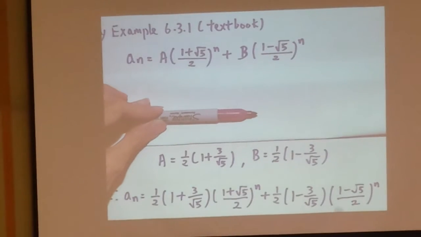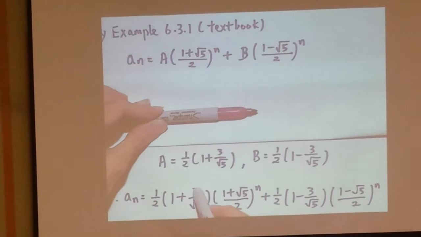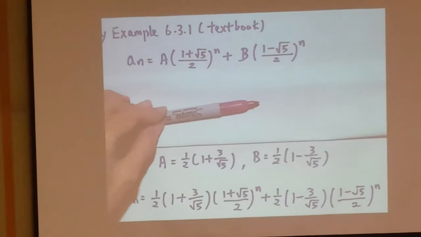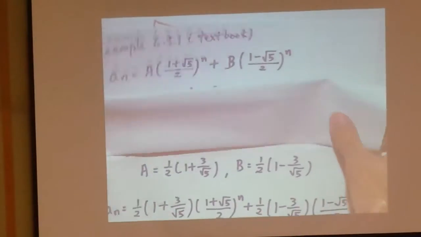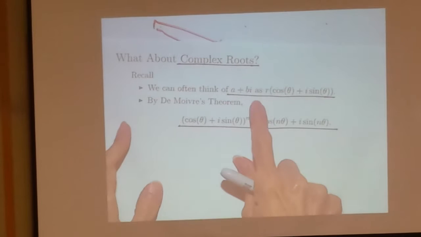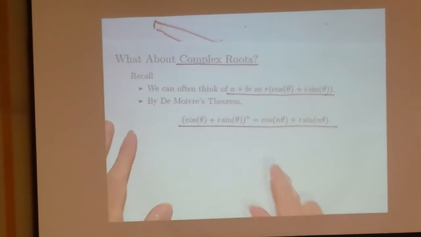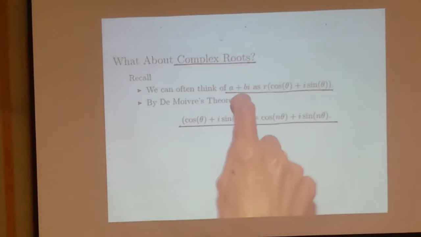It might not be the simplest form. If you want, you can actually rationalize this. It means when you solve the characteristic equation, it might happen that you get complex roots. And how to deal with complex roots?